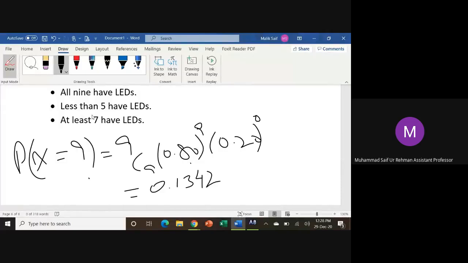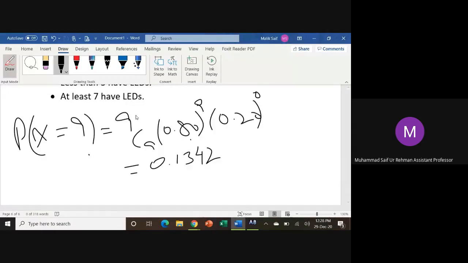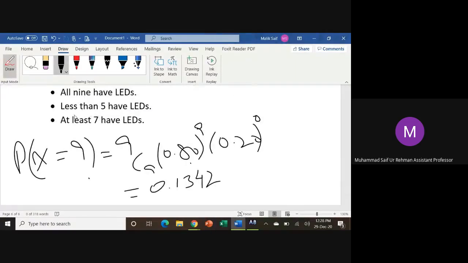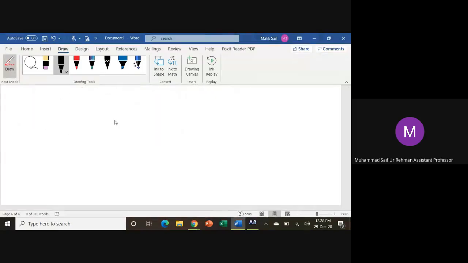Now, less than 5 have LEDs. So accumulation you have to perform over here. Less than 5 have LEDs. So first of all, how will you write it? Probability of X less than 5. You will write it down in this way. Probability of X less than 5. Less than 5 have LEDs.